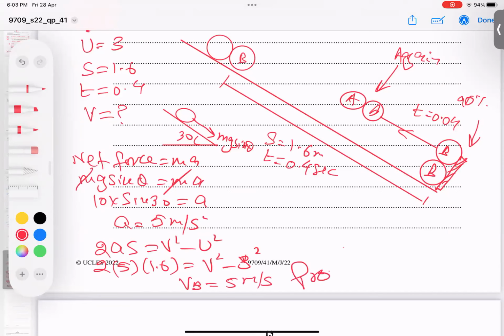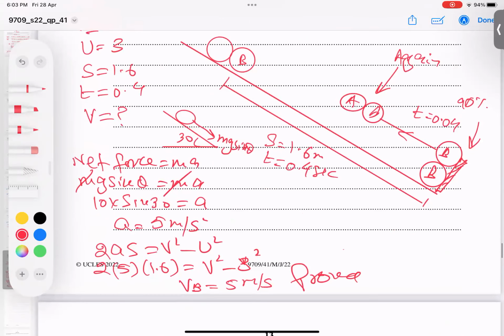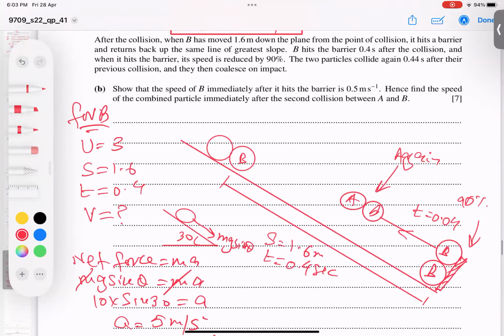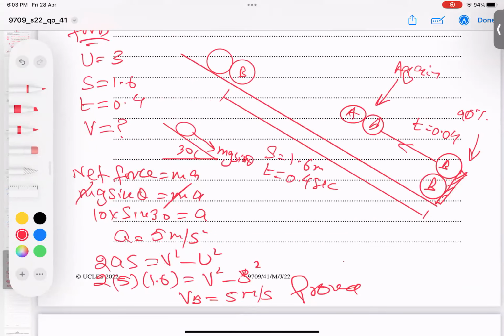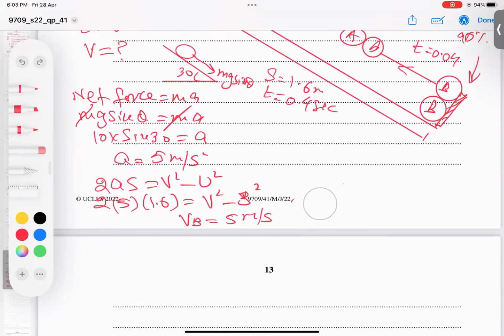So proved. It means he was asking, wait a minute, just a minute. This is the velocity of B he's asking for. No, this is the velocity of B. I got it, 5, just before hitting. But he said no, he said after hitting the barrier. What is the velocity after hitting the barrier? So this I need to prove. It's not actually a proof.